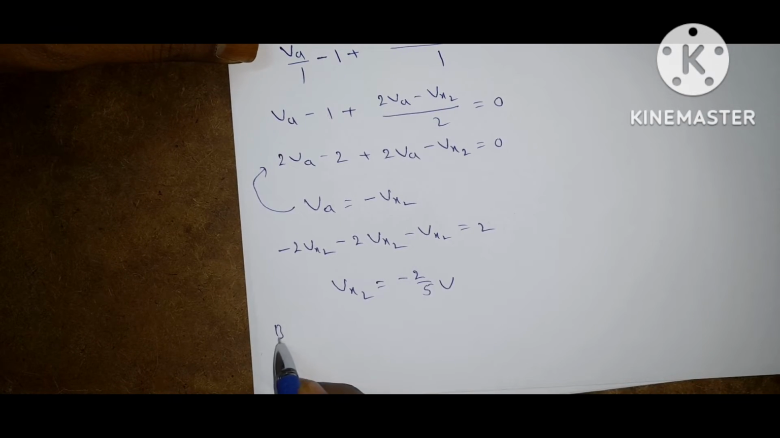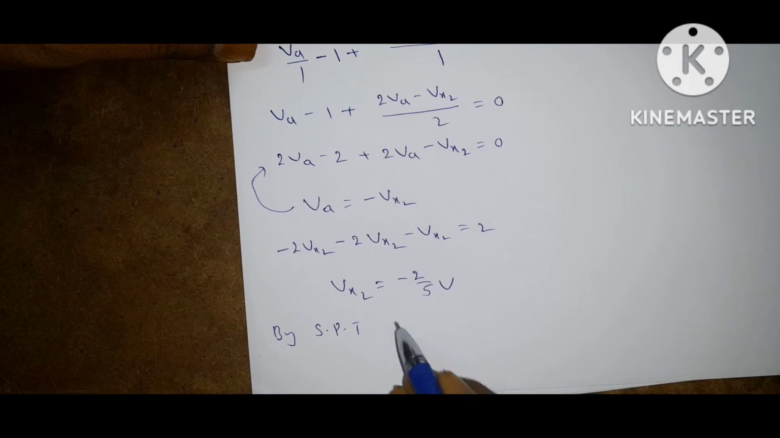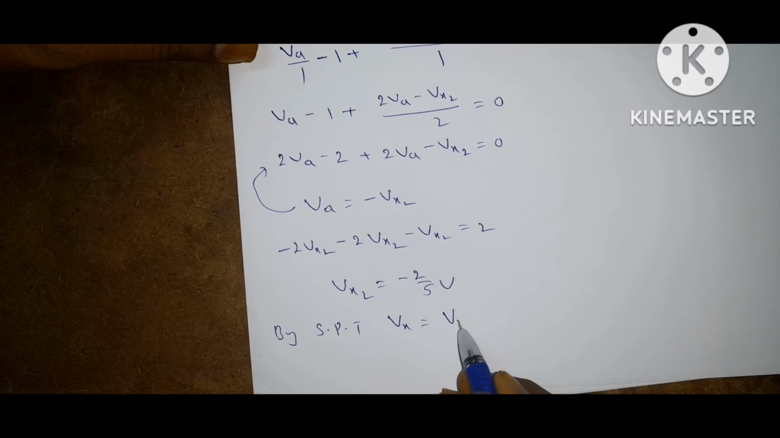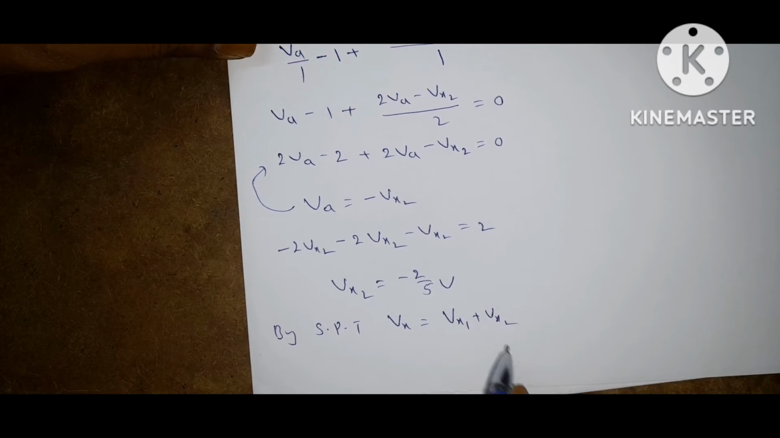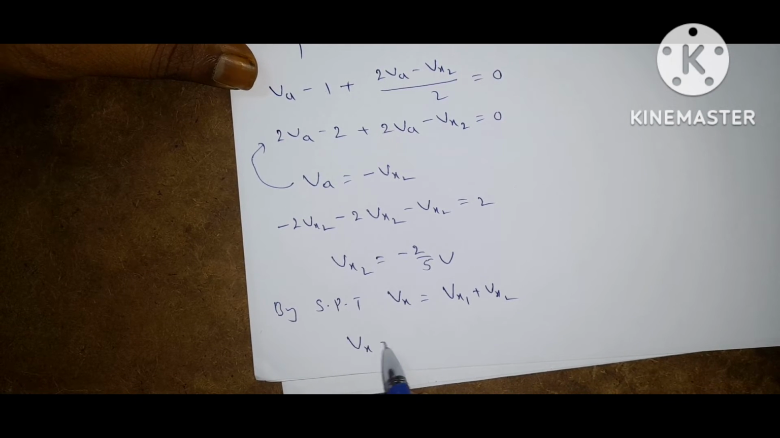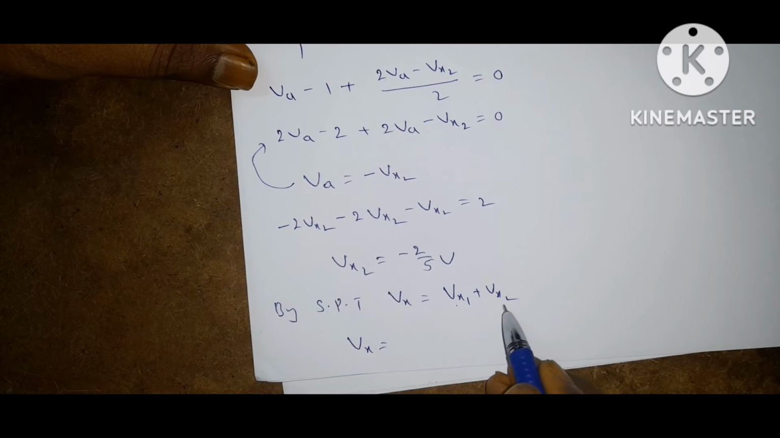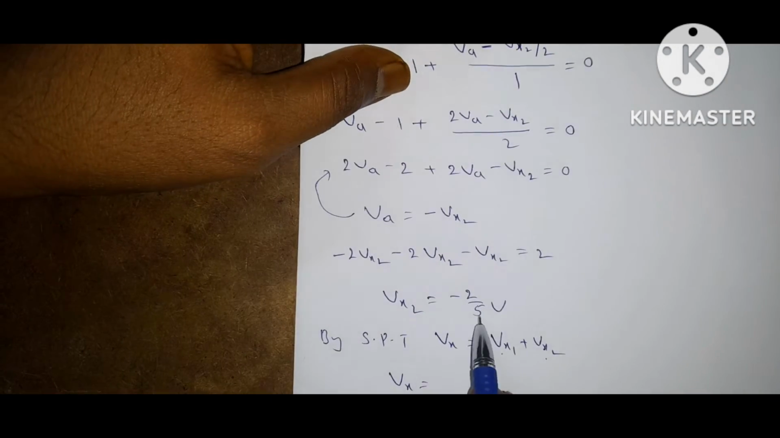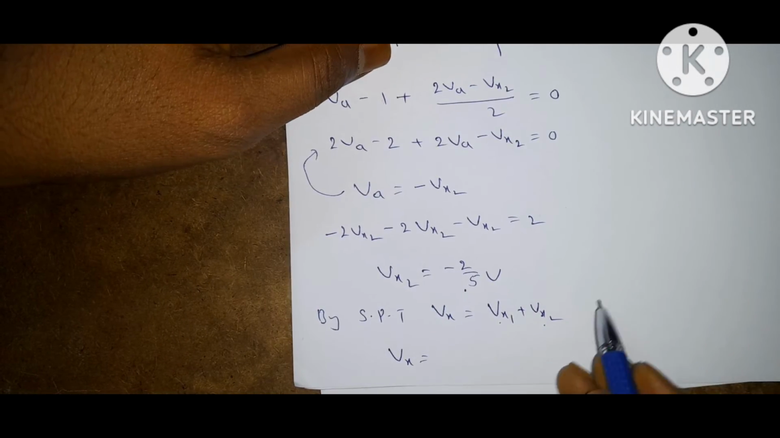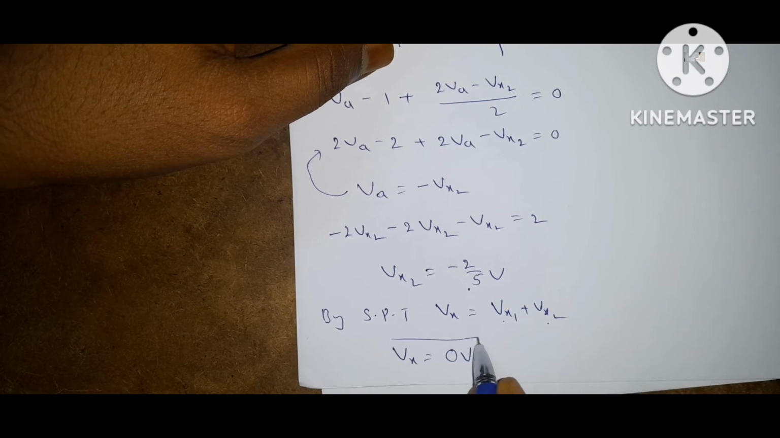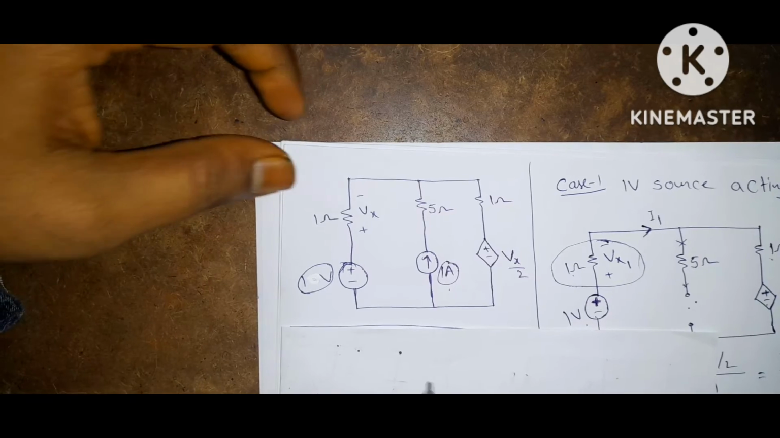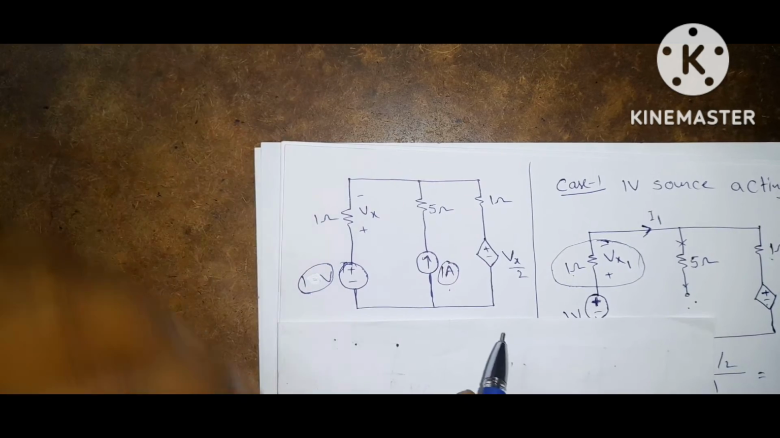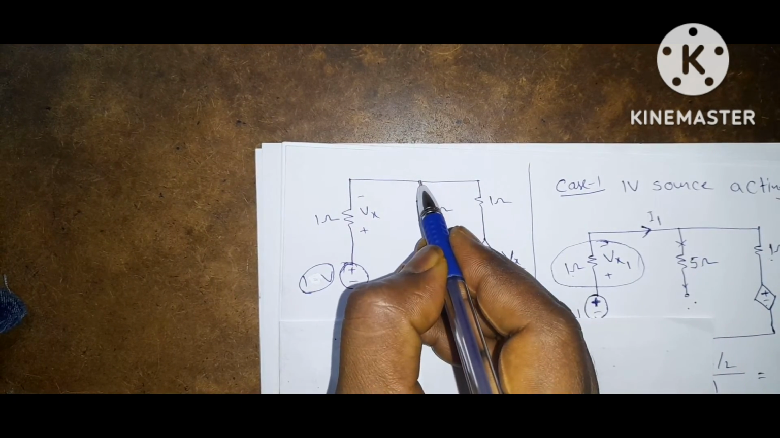Okay, so by the superposition theorem, what is Vx? Vx1 plus Vx2. So this is 2 by 5 and this is minus 2 by 5. If you add these two, you will get 0 volts. The same question we can solve by using nodal analysis. So I will show how to solve it.